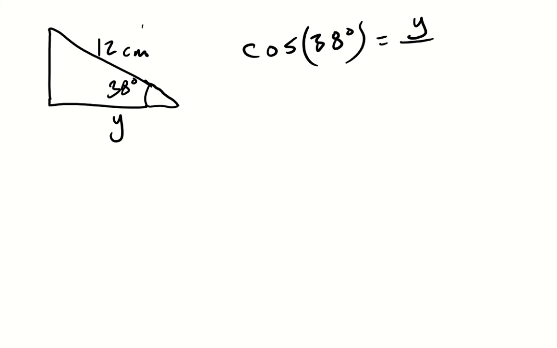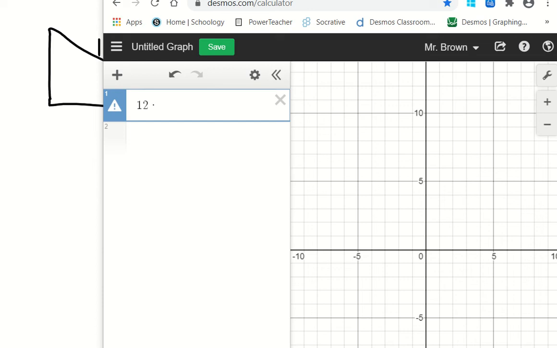so y over 12. Well, then this is a very similar one. We can just multiply both sides by the hypotenuse. These cancel, and then we've got 12 cosine of 38. So looking back at our calculator, we're going to put 12 cosine 38, and that's going to be about 9.5.